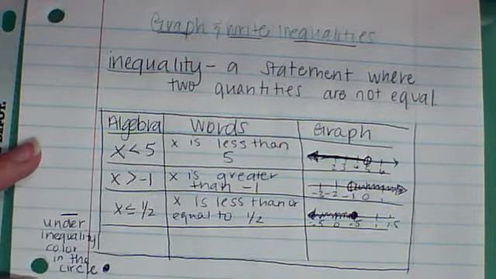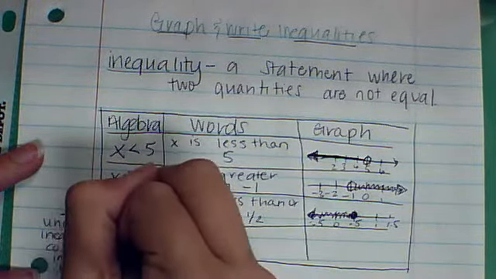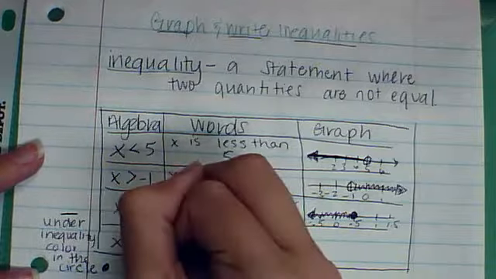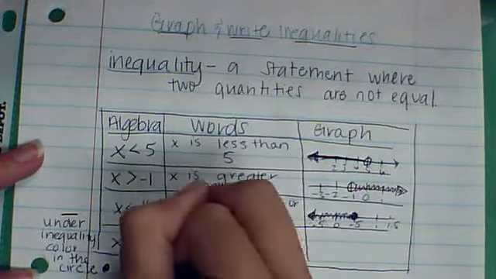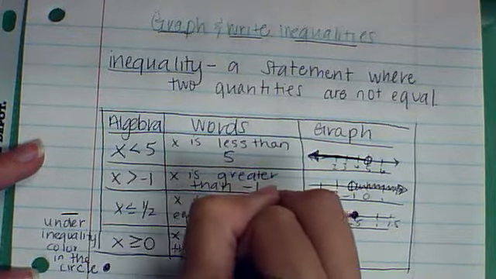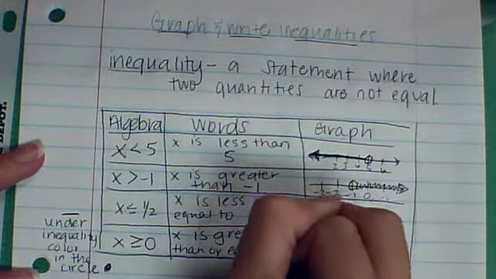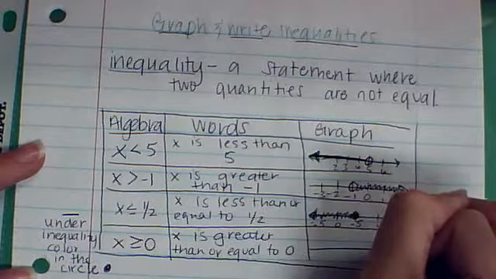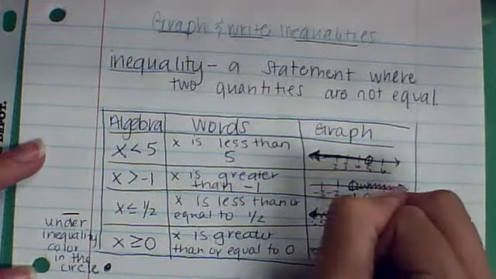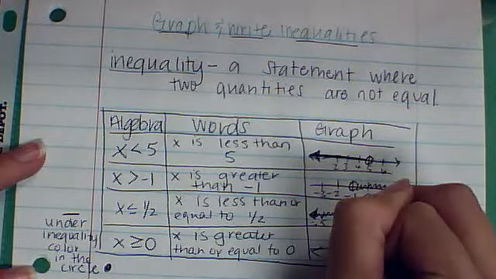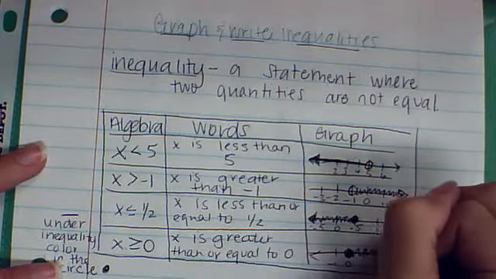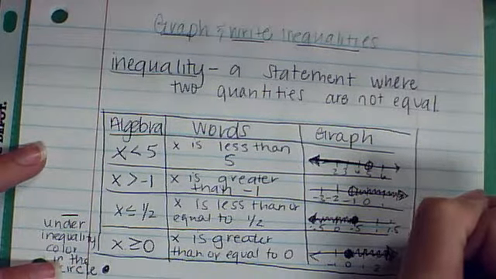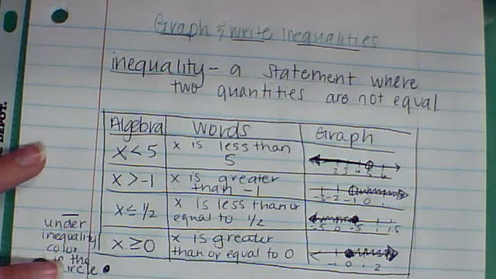with a closed dot. And finally, if I have x is greater than or equal to 0, I could write that as x is greater than or equal to 0. I'm going to put 0 on there, some values around it, a closed dot, again because there's a line underneath, and shade in the direction that is greater.